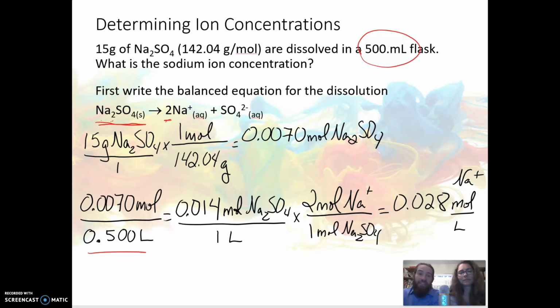It's really reaction stoichiometry to go from the moles of the sodium sulfate to moles of the sodium ion. Now, you could do this another way. You could have got the moles of the sodium sulfate and then went to moles of sodium ion and then divided by the liters. It really doesn't matter. But in the end, we just have to have units, moles divided by liters, and we get 0.028.